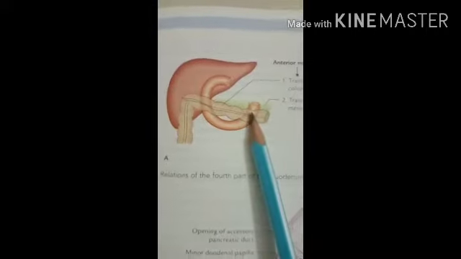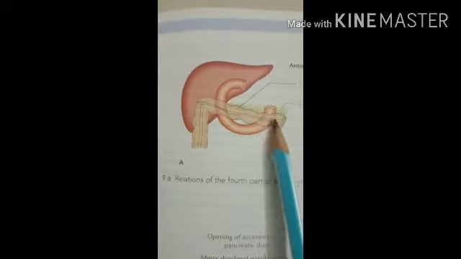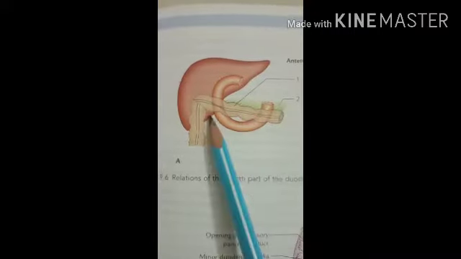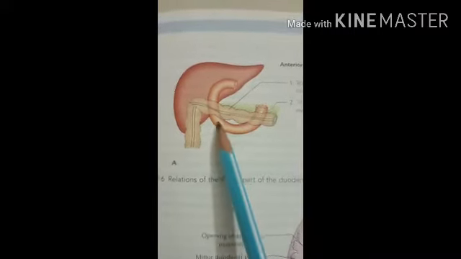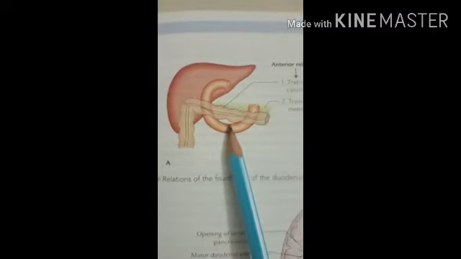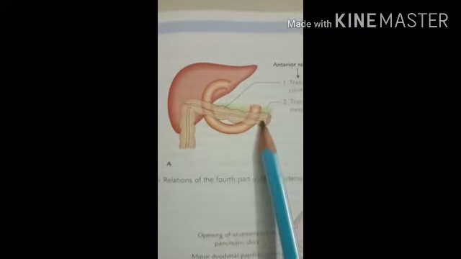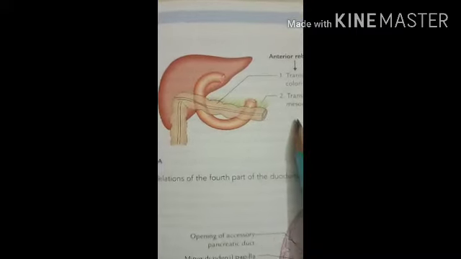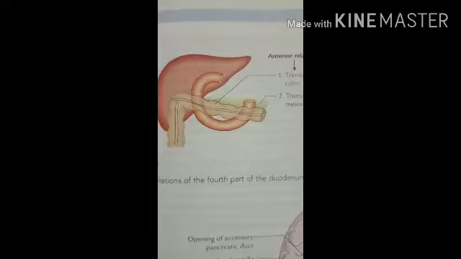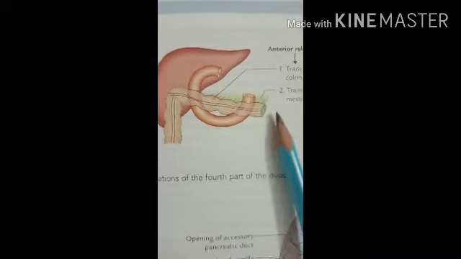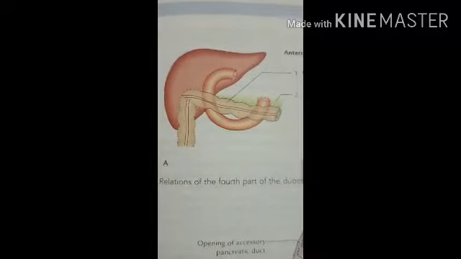This one is about 4 inches long and it begins from the inferior duodenal flexure. Here you can see the inferior duodenal flexure. Then it goes to the left side to the third lumbar vertebra and passes horizontally, and then it is joined to the fourth part of the duodenum.